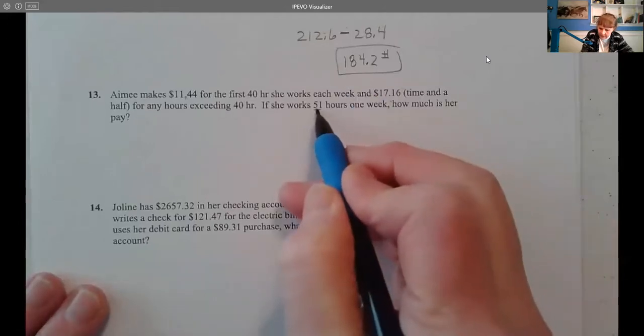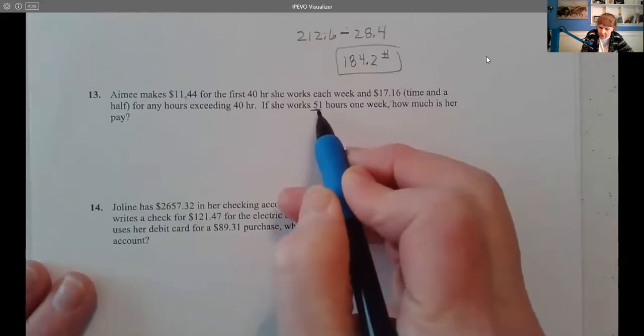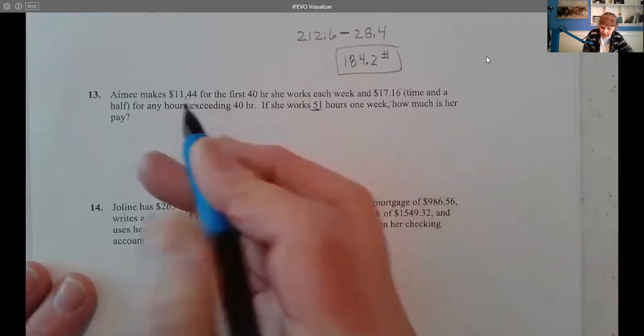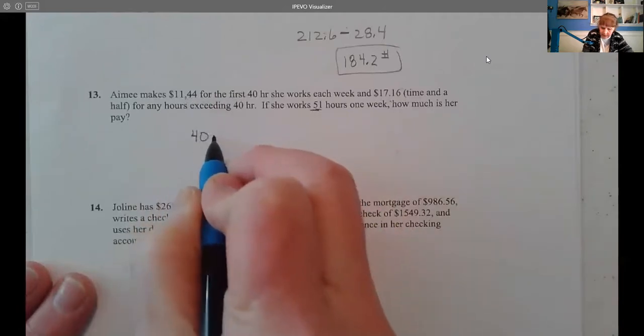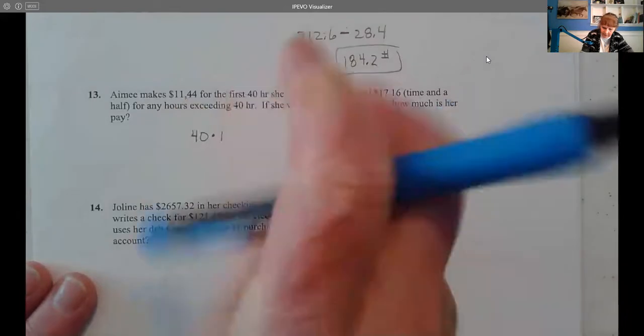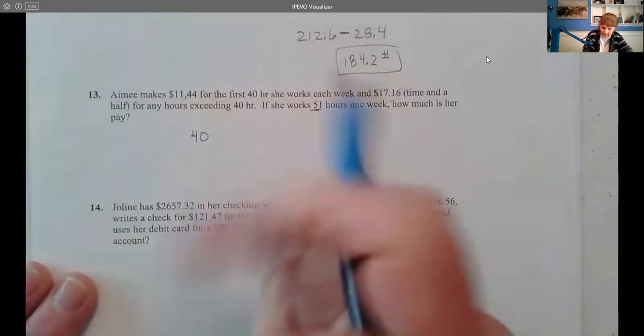Well, out of this right here, the first 40 hours, she got regular pay. So you would take 40 times, well, I'm going to use parentheses because I have decimals. It's too many dots.